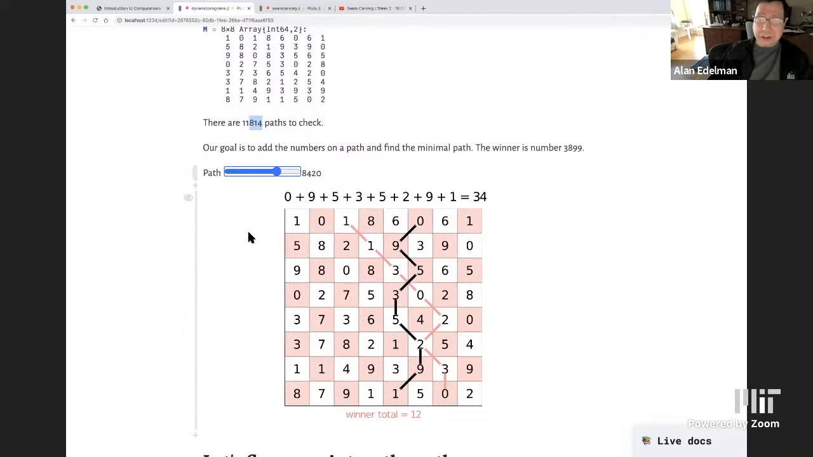And what we're going to do is add up the numbers visited along the path. For example, on this black path here, you see 0 plus 9 plus 5 plus 3. It's actually listed up here. And for those of you who can't add anymore like me, the sum is 34. Our goal is to find the path that has the smallest sum.